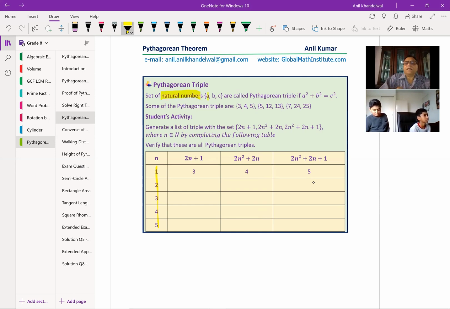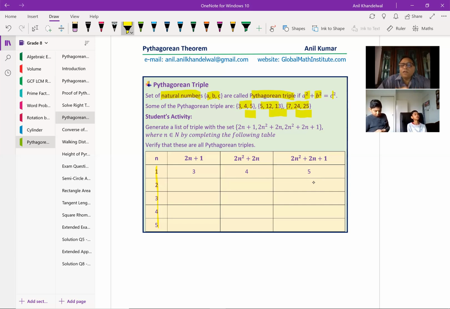If we have A, B, and C, just as we had 3, 4, and 5, or 5, 12, and 13, they are called Pythagorean triples, if A square plus B square is C square, right? So you'll find that there are some sets in which this condition is true: A square plus B square is equal to C square. Some of the examples are given here: 3, 4, and 5, 5, 12, 13, 7, 24, 25. You'll notice that for the bigger two numbers, the difference is only one, correct?